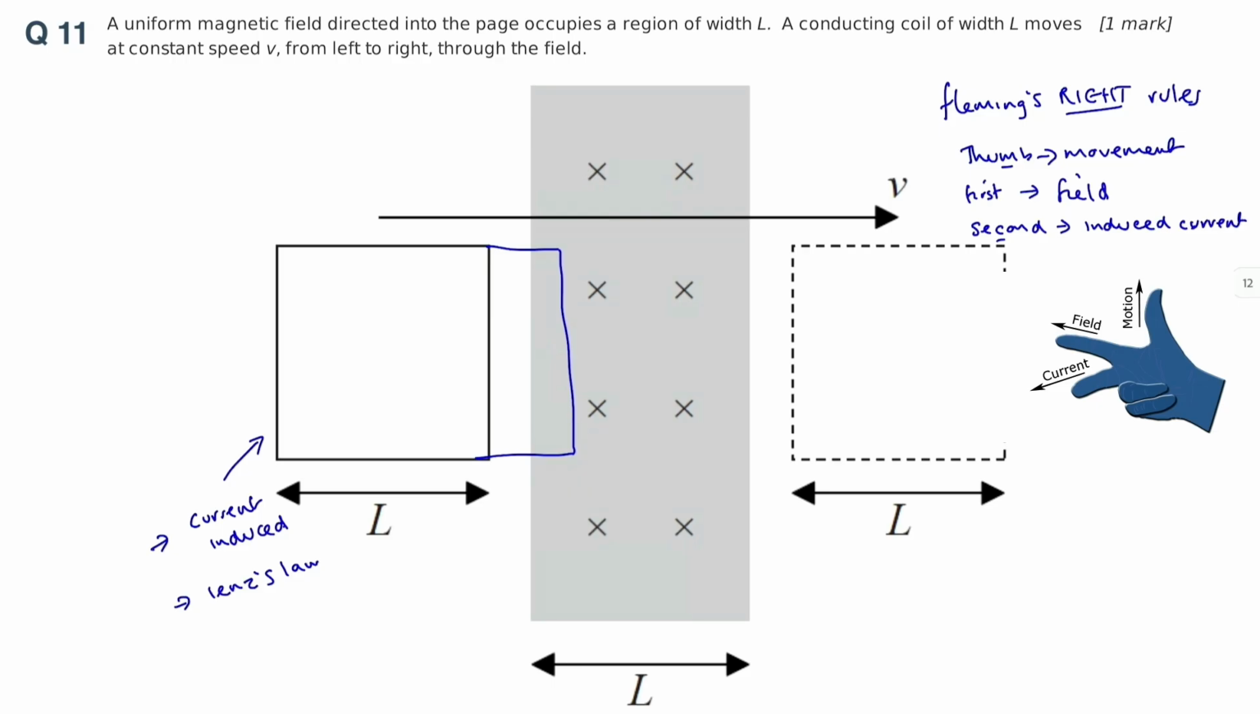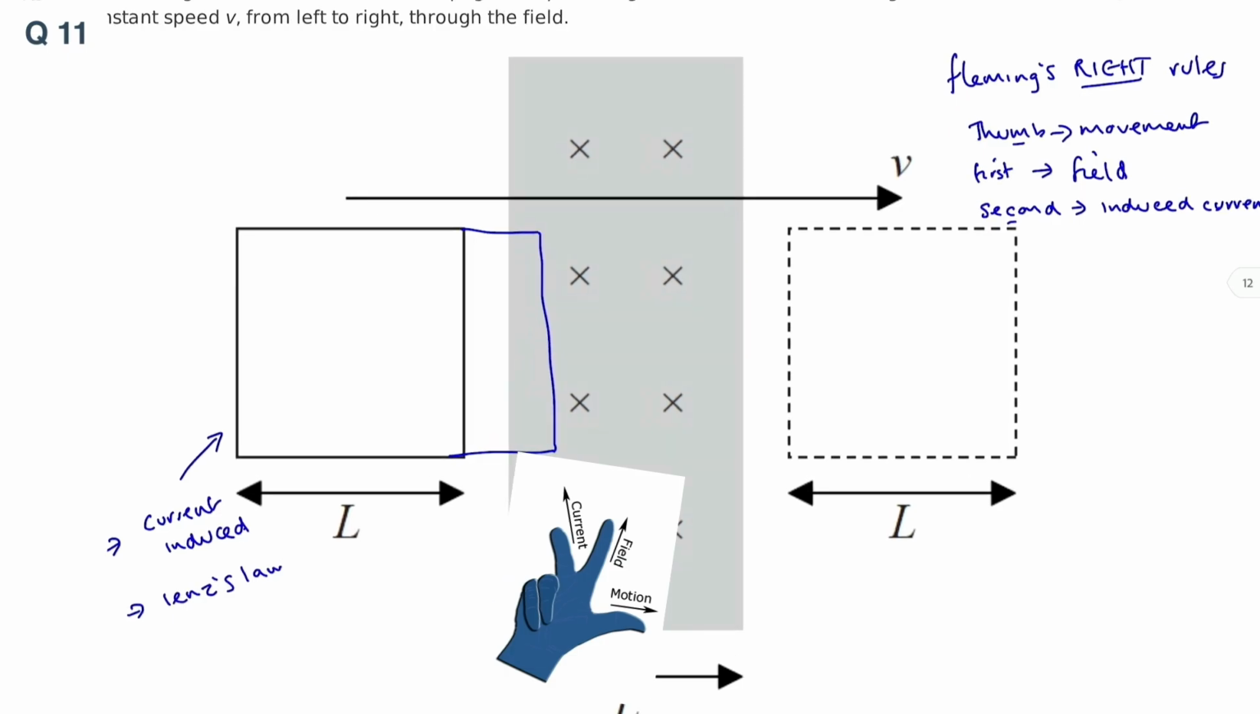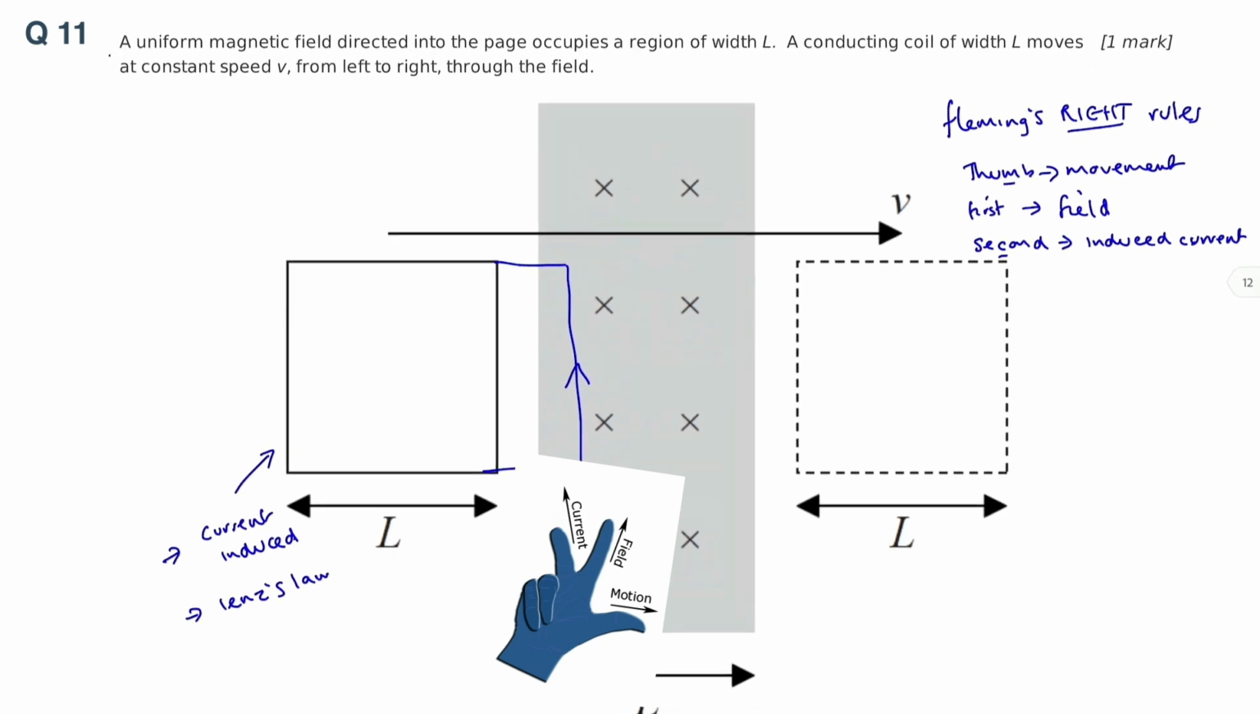So I'd like you to take your right hand and make all your fingers perpendicular to each other. I'd like you to stick your thumb to the right in the direction of the V. I'd like you to stick your first finger into the page. And then what you'll notice is your second finger is pointing up the way. So initially, we'll have a current that's going that direction, which is anti-clockwise.